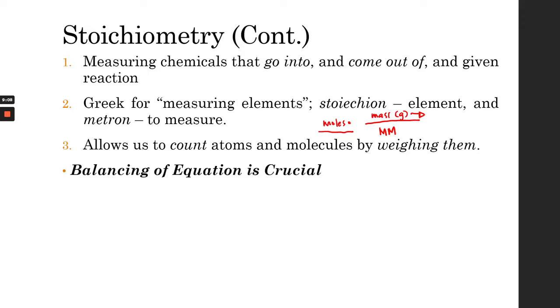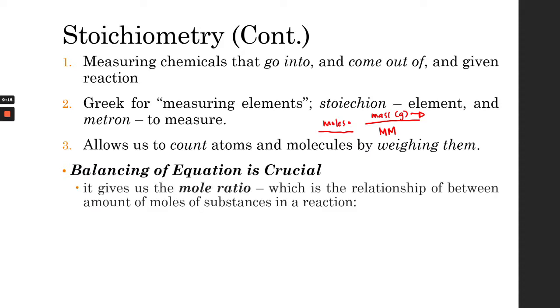And in stoichiometry, one thing that is very crucial is to understand how to balance an equation. Why is that? It's because it gives us the mole ratio, which is the relationship between the amounts of moles of substances in your reaction. Remember, stoichiometry is the relationship of the number of moles of the substances, and we get those relationships via mole ratio. Let's see what we mean by that. So let's take this as our example.